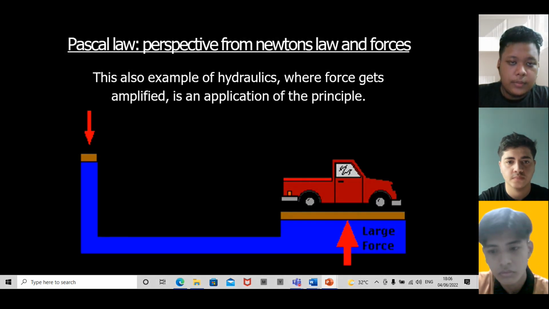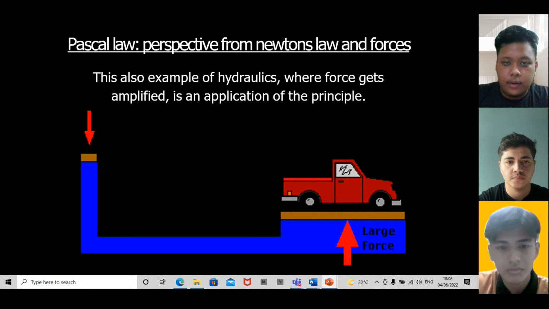All right. So from the Pascal's law, from the perspective of Newton's law and forces, we use this as you can see in the image. This is an example of hydraulics where force gets amplified. As you can see, we only use a small piston with a small force on the smaller side of the piston. And thanks to Pascal's law, we are able to lift this truck with significantly large force using a significantly bigger cross-sectional area of a piston.